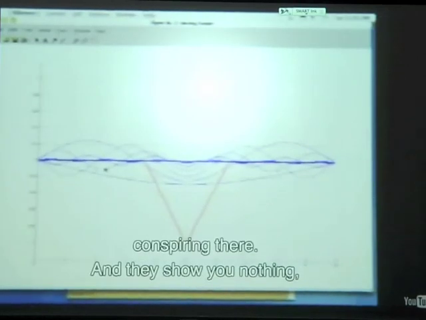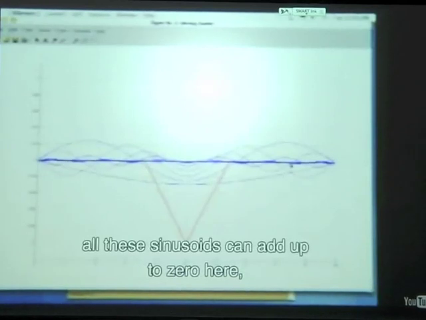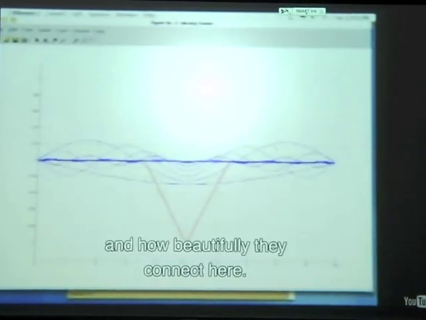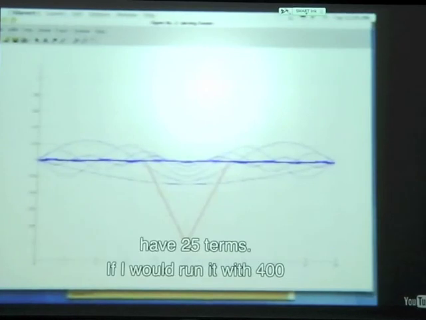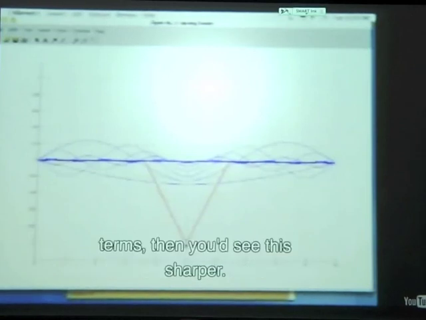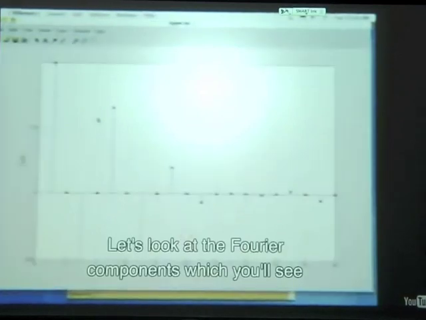Amazing. There are 25 sinusoids that are conspiring there, and they show you nothing. And the same here. It's hard to believe that all these sinusoids can add up to 0 here, and how beautifully they connect here. The only reason why this tip is not very sharp is we only have 25 terms. If I would run it with 400 terms, then you would see this sharper, but it would take a lot more time. Let's look at the Fourier components, which you will see here.